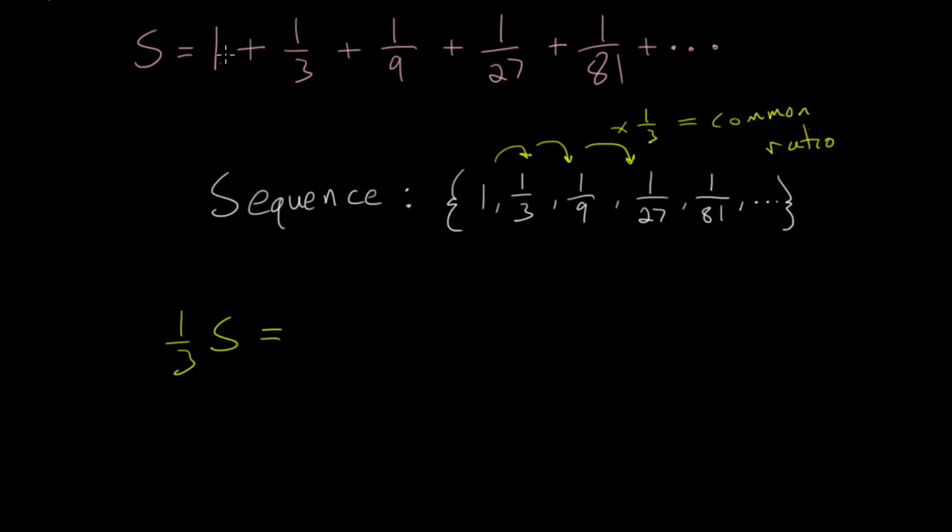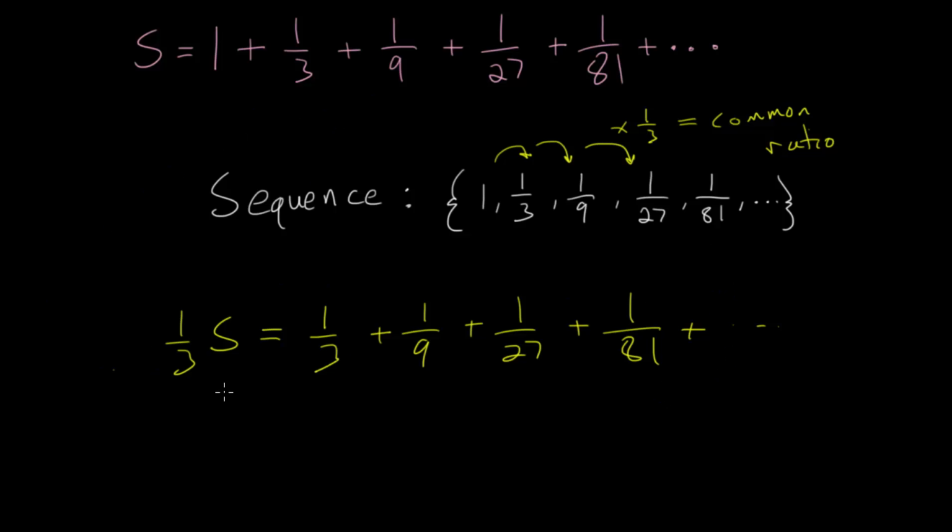So when we take 1 and multiply it by 1/3, we just get 1/3. When we take 1/3 and multiply it by 1/3, we get 1/9. Then 1/9 times 1/3 is 1/27. 1/27 times 1/3 is 1/81. And this will go on forever. So the next term would be 1/81. You multiply that by 1/3 and you get 1/243.